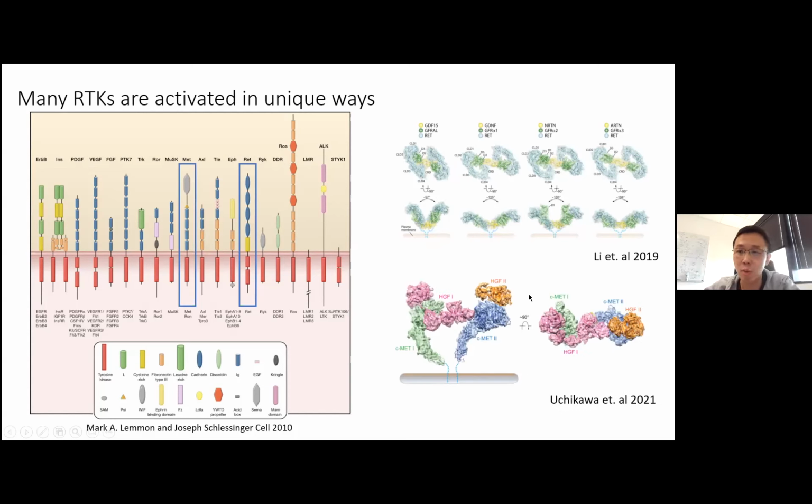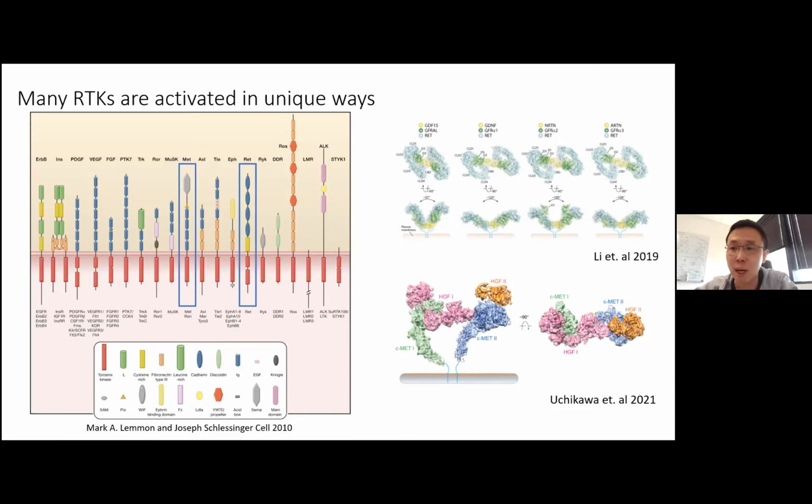Also, very recently, working with Xue Wu's lab, we determined another RTK structure called cMET. It's different from most RTKs. The ligand for cMET is called HGF, and HGF is a very large molecule that always stays in the monomeric state. It cannot form a dimer. From this structure, you can see one HGF is sufficient to recruit 2 cMET for dimerization. One HGF can use 2 different interfaces to recruit 2 cMET.